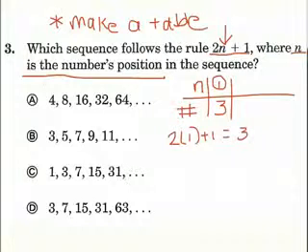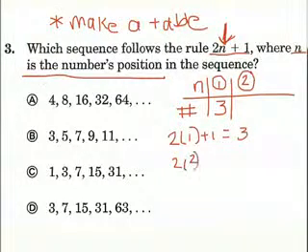Now I want to find the second number. So I'm going to put in this 2. Where this n is, I'm going to be putting in a 2. So now I'm going to do 2 times 2 plus 1. So that gives me 4 plus 1, which is 5.